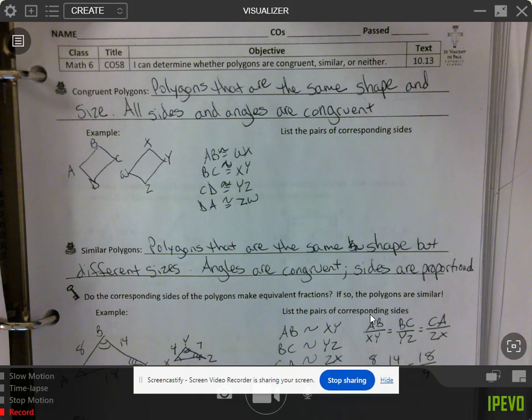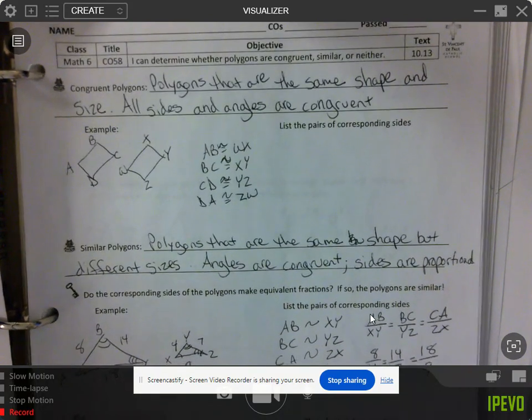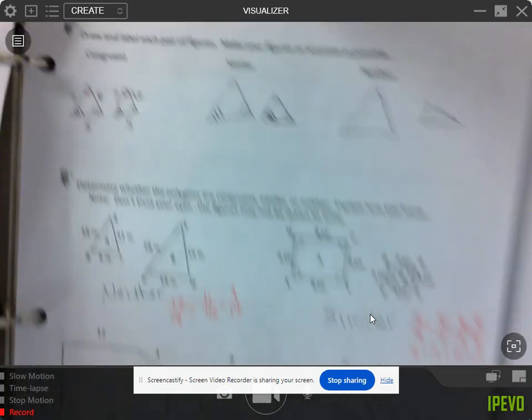Good morning. Today we are correcting CO58, determining whether polygons are congruent, similar, or neither. It's important that we really understand this because we're going to build on it with today's objective. So we really have to know what it means to be congruent, where they are identical measurements, to be similar, where they are proportionate. They're getting bigger or smaller at the same rate. All the sides are proportionate, or neither. They're different size shapes, different shapes, different everything. So let's look at our second page.